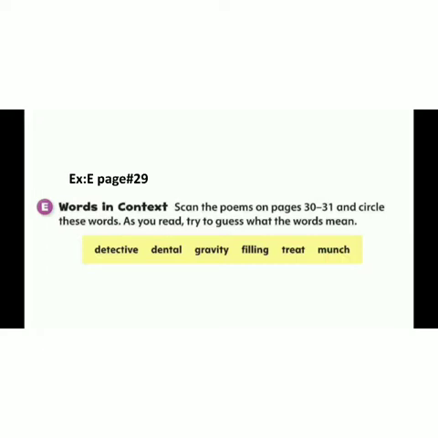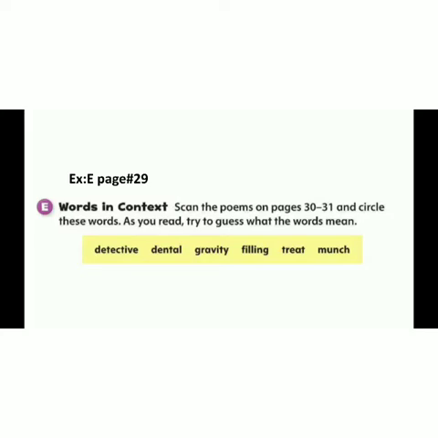Now these are the 6 words which would be used on page number 30 and 31. What we have to do is, when we are reading these poems or these 2 pages, we have to find these words while reading and we would encircle them. And after then we would try to guess their meaning. And another thing which you would do is that at the end of your books, there is a glossary. Glossary is a dictionary. On page number 192, it is given in your books. There you would search the meaning of these words. It would help you understand the context of the poem.